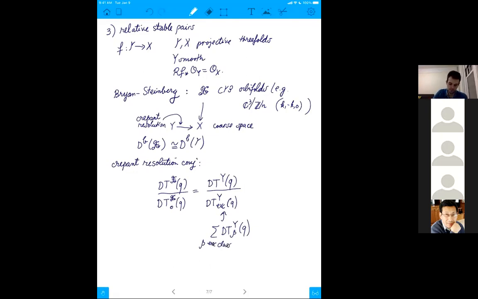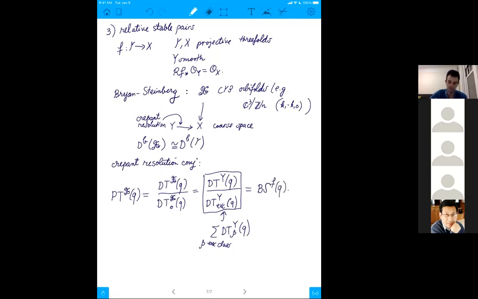So the left-hand side has a description using stable pairs. So this will be PT curly x, q. And we would like some enumerative theory that spits out this ratio as well. And this is this Bryan-Steinberg theory that I'll introduce in a second.